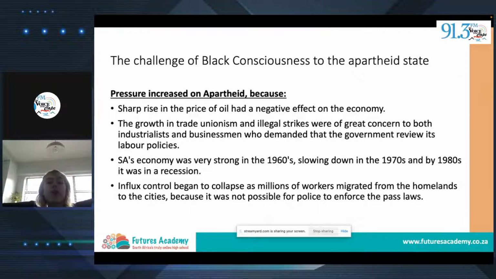South Africa's economy was very strong in the 1960s, slowing down in the 1970s, and by the 1980s, it was in a recession. Influx control began to collapse as millions of workers migrated from their homelands to the cities because it wasn't possible for police to enforce past laws. So you remember from last year when you were also learning about this, influx control is where they try to control the inflow of Black workers to urban areas with pass laws, but this system started breaking down and millions of workers migrated to urban areas, to cities from the homelands.